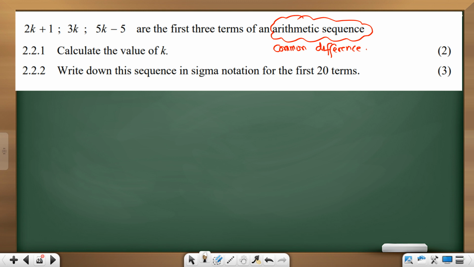And what does that common difference mean? T2 minus T1 equals to what? T3 minus T2. Just by looking at that, already you've gotten your K. What do we know? What is my T2? 3K. What is my T1? Is that correct? Really?